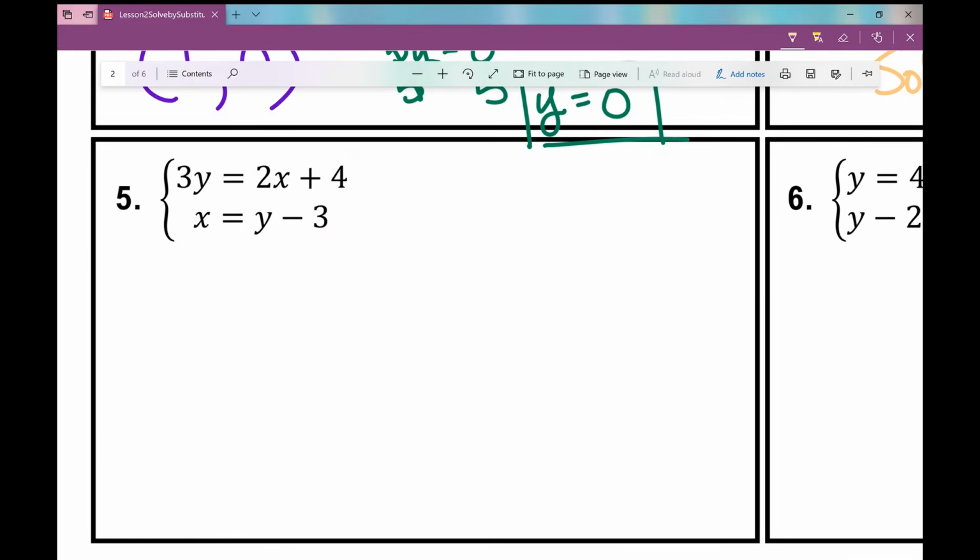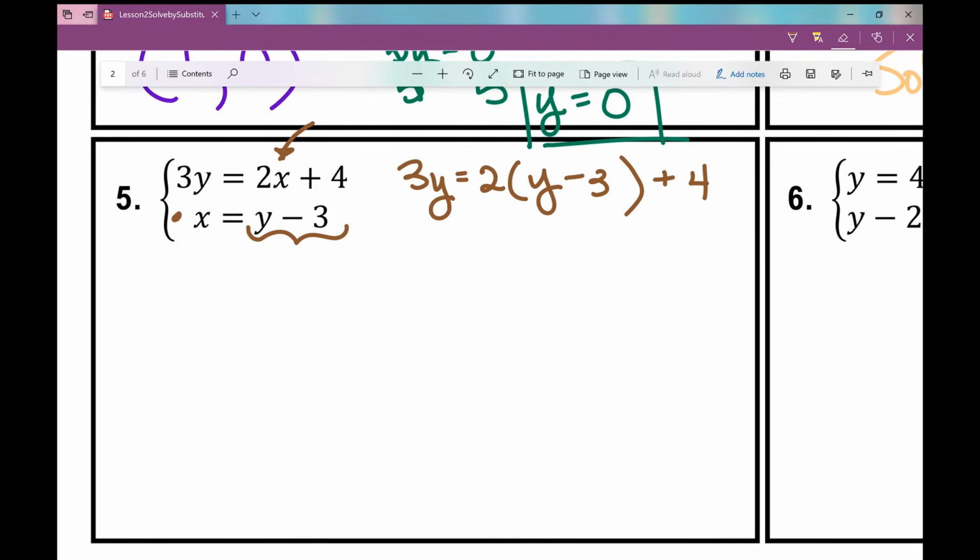So what would you do? What's the first step? Solve for a variable. Everything else on the other side, we've already got that in this equation right here. If x equals y minus 3, anywhere I see x, I can replace it with y minus 3. So I'm going to rewrite that top equation. 3y equals not 2 times x, but 2 times what x equals, which is y minus 3, then plus 4.